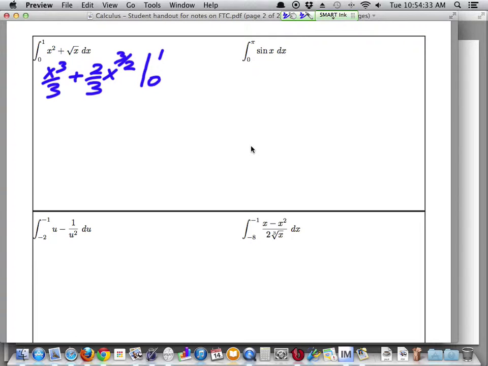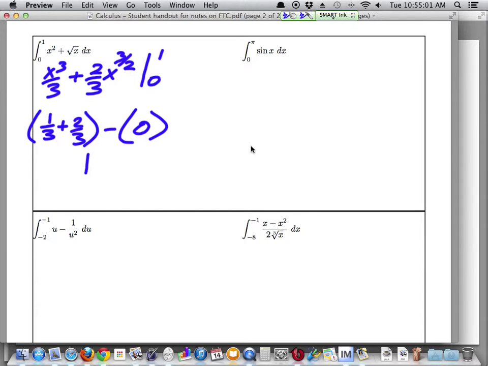So step 1 is integrate. We integrated. What's step 2? Plug in. Which one do I plug in first? The top one. So that gives me 1/3 plus 2/3. That's what I get when I plug in 1. Minus, I plug in 0. What happens when I plug in 0? I get 0. So that means my final answer is 1.